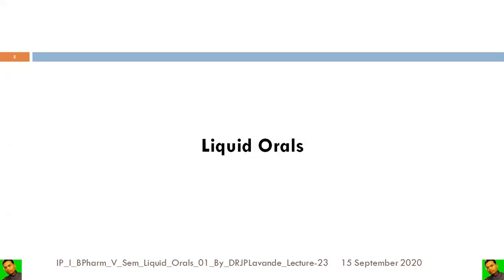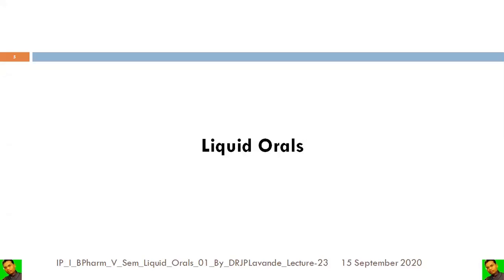Right, it is the solution, the suspension, the emulsion, the elixir, the drops, isn't it? Syrups, cough syrups. Yes, there are so many examples of these liquid formulations. And from today onward, we are going to deal with all these liquid oral dosage forms. We will go through the various aspects related to all these liquid orals.